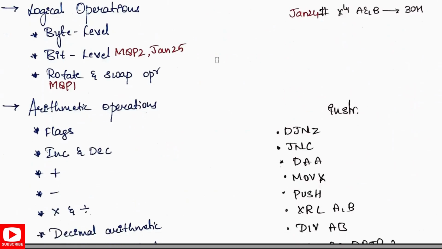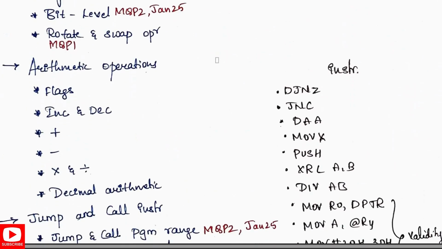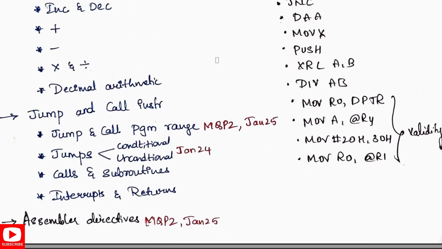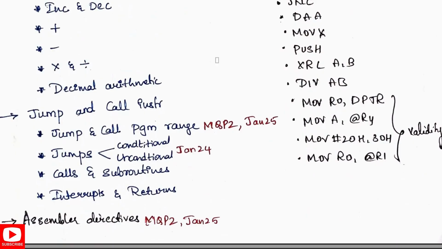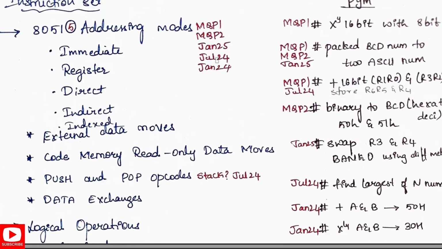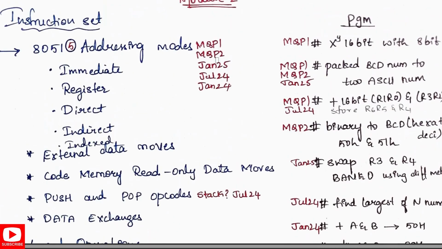In the Part 2 video, we'll go with the arithmetic operations, that is flags, increment, decrement, addition, subtraction, multiplication and division, decimal arithmetic, then jump and call instructions, where we have program range, conditional and unconditional jumps, calls and subroutines, interrupts and returns, then assembler directives. Then the main thing: you have to read the programs related to this module, because you'll surely get a program in one of the sections of the question paper.